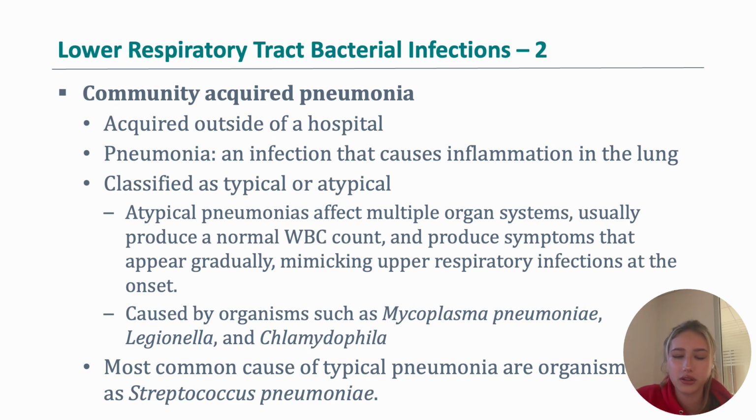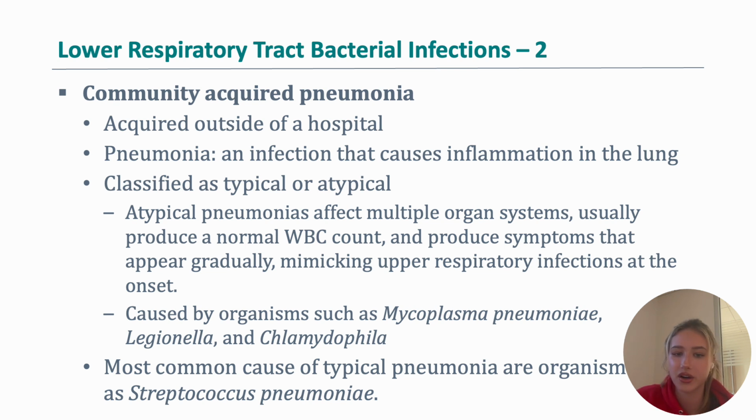Atypical pneumonias affect multiple organ systems, usually produce a normal white blood count, and produce symptoms that appear gradually, which mimic upper respiratory infections at the onset of the infection. Atypical pneumonia is caused by organisms such as Mycoplasma pneumoniae, Legionella, and Chlamydophila.